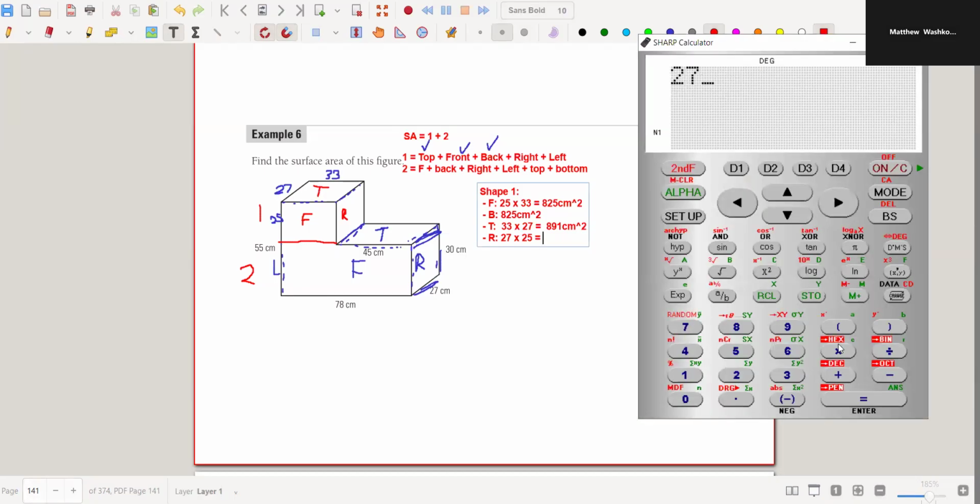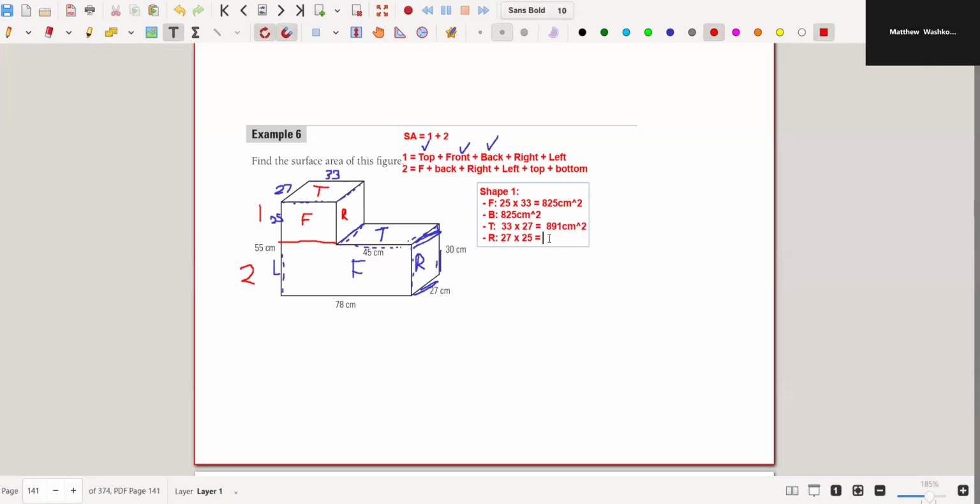Yeah, I did that same thing, right? You've got to always pay attention. 675 centimeters squared. Now, is the left side going to be the same? Yes, it is, so it's also 675. Now, is the bottom the same as the top? No, there is no bottom. It doesn't count. It's embedded in the shape. So shape 1 is done.